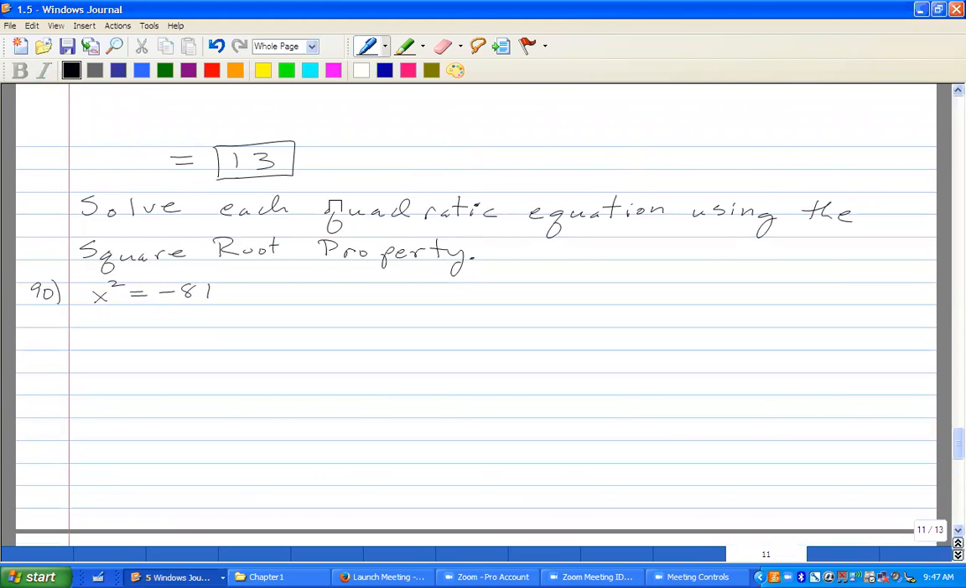Solve each quadratic equation using the square root property. X squared equals negative 81. So by the square root property, x is equal to plus or minus the square root of negative 81. The square root of negative 81 is just 9i. And so I have two solutions. They're both imaginary numbers, plus or minus 9i.